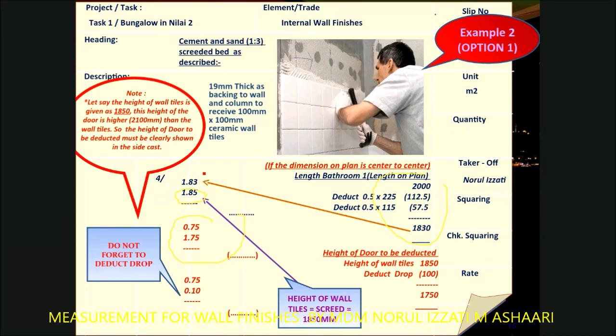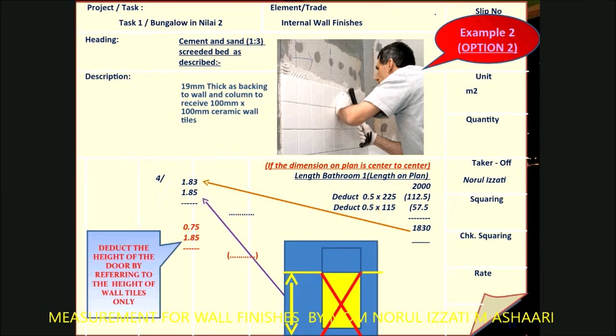If I show you one by one, you can see the wall tiles deduct the drop. That is 1.75. 0.75 is the width of the door. It is normal to have 750 times 2100 for the size of the door. Don't forget to deduct the drop. This is in case you need to measure separately. If you show the measurement of the drop separately, you have to show the deduction separately. So this is the second example.